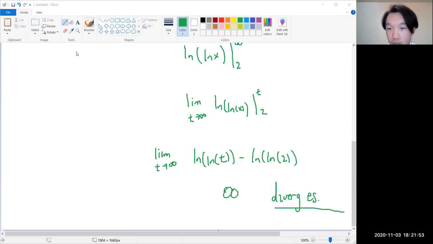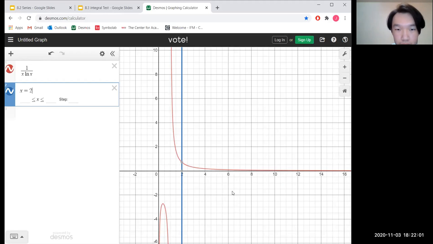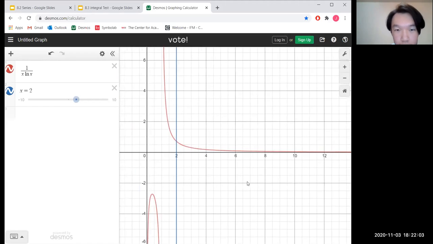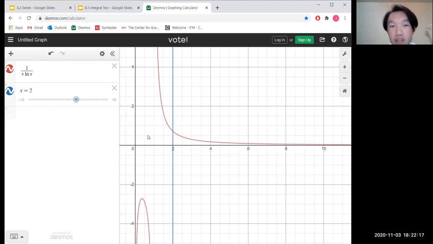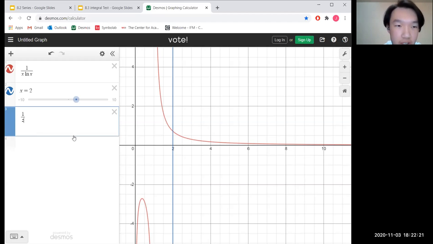But the area under 1 over x ln of x looks really small. Really? Let me see. Yeah, I guess it does. Maybe it's still infinity because we're going all the way to positive infinity on the right side. But yeah, it is a bit weird because the area does look small. But then again, so did 1 over x and 1 over x squared.